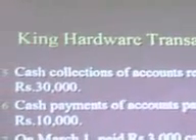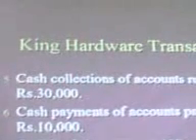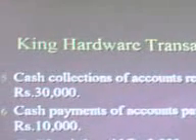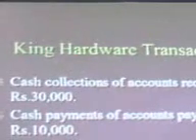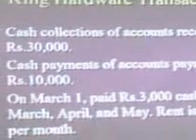Now there are three more transactions to understand this. These are cash collection of accounts receivable rupees 30,000. Okay, some accounts receivables were with you. You have collected rupees 30,000. Cash payment of accounts payable rupees 10,000. On 1st March, paid rupees 3,000 cash for rent for March, April, May. Rent is rupees 1,000 per month.